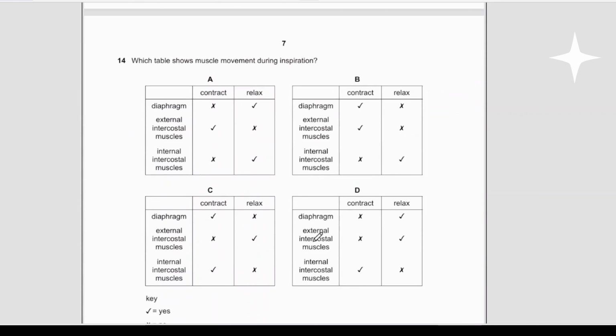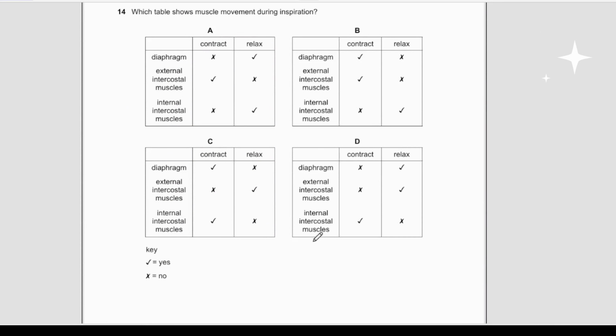Next one, which table shows muscle movement during inspiration? When you inhale, your diaphragm contracts. So the external intercostal muscles also contract, because the diaphragm and external intercostals work the same way. If one relaxes, the other also relaxes. Keep this in mind. The external and internal are antagonistic.